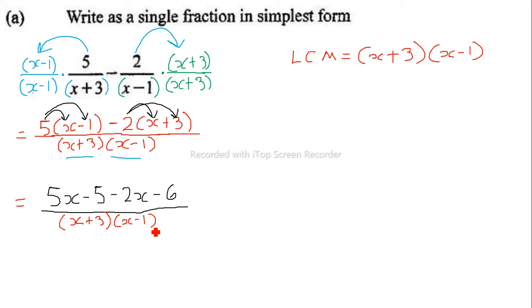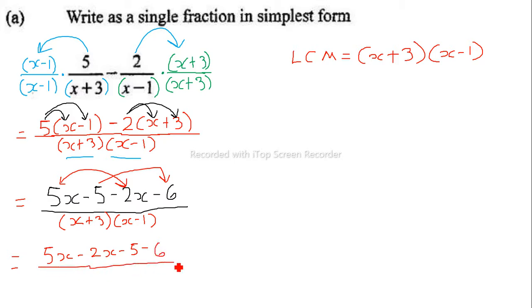Alright, so now we have to group the like terms. So we have 5x and 2x together that we could group. So it's going to be equal to 5x minus 2x, and we have negative 5 and negative 6, all divided by x plus 3 times x minus 1.